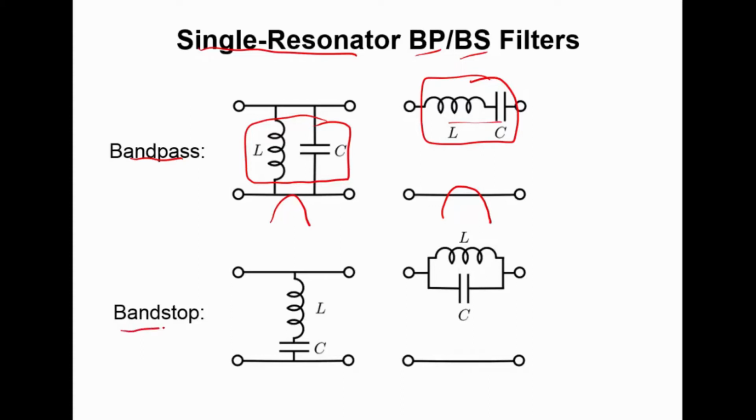Using the exact same strategy, I can arrange to have a band stop response. Again, I can use an LC in series, which is in parallel with the ports, or I can use an LC in parallel, which is in series with the ports. In either case, I'll get a response which looks more like this. So that's a simple way to get bandpass and band stop responses by exploiting the resonance of LC circuits.